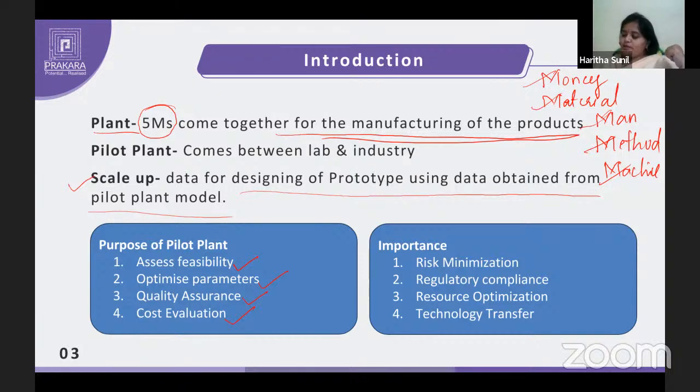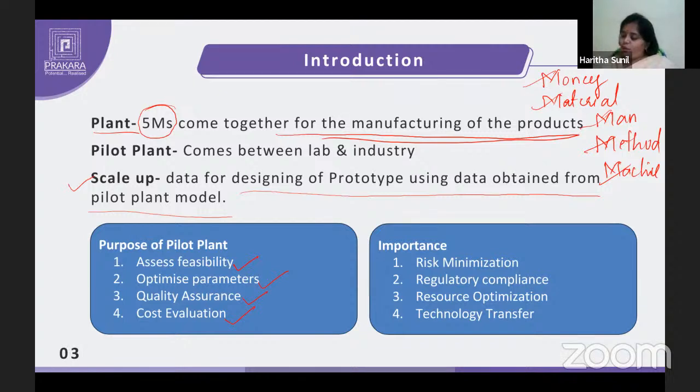And then the next one comes to the importance. What is the actual importance of this particular pilot plant scale-up technique? It is mainly used to bridge the gap between R&D and commercial manufacturing. R&D is research and development, which you will be doing in the laboratory. And commercial manufacturing is the industrial production of your products, right? So this pilot plant is acting like a bridge. It is connecting your laboratory to the industry, that is R&D to the industry.